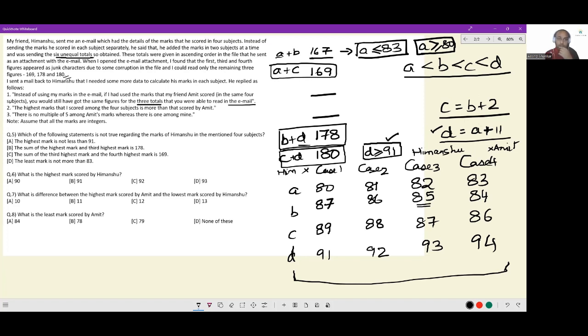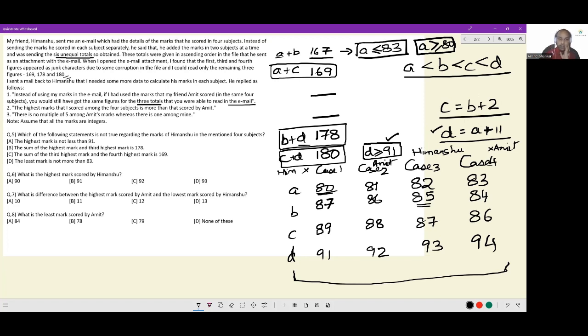Okay. And Amit cannot have a multiple of 5 in his listing. Can you see Amit can't be case 4? Can Amit be case 1? No, not possible because there is a multiple of 5. So the only case that is valid for Amit is case 2. Amit's 4 marks in the 4 subjects are 81, 86, 88, 92. And Himanshu's 4 marks in the 4 subjects are 82, 85, 87, and 93. We know all this information.